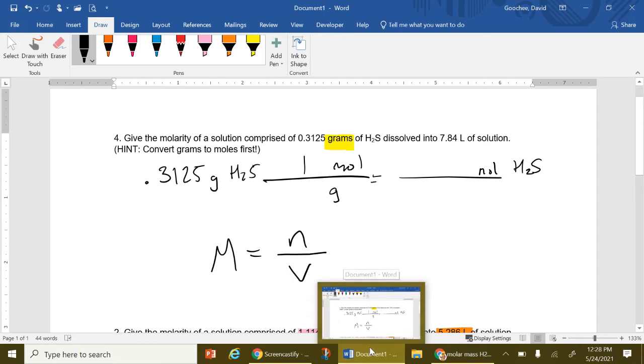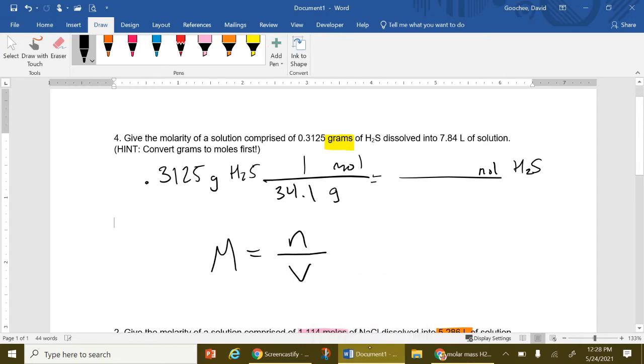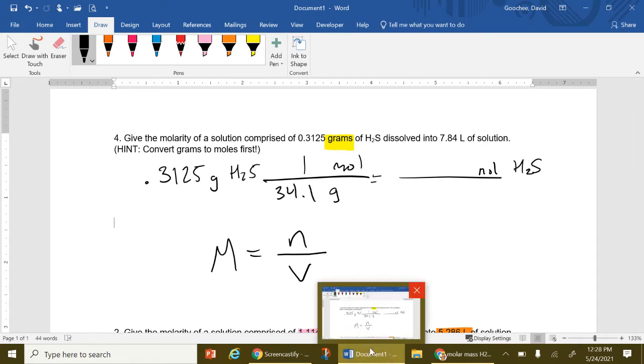So this stuff is 34.1 grams per every 1 mole. The grand conclusion here is to convert grams into moles, guys, and you're going to need to do this on the final. To convert grams into moles, you have to take the grams and divide it by the molar mass.